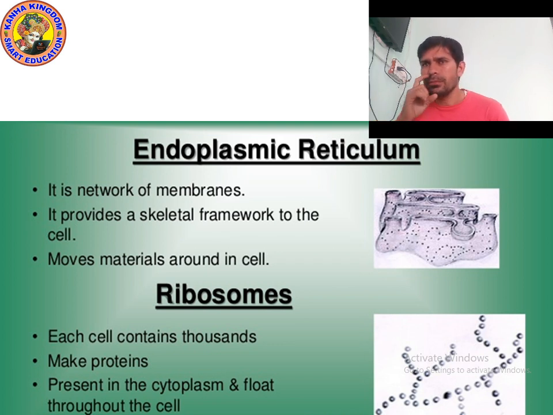Ribosome is present in both plants and animals. It is also present in plants and it is also present in animals. And mitochondria is also present in both.